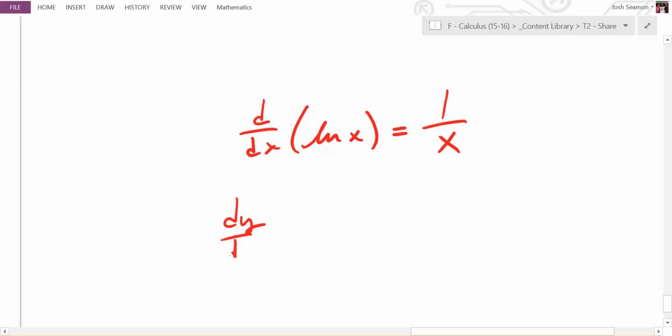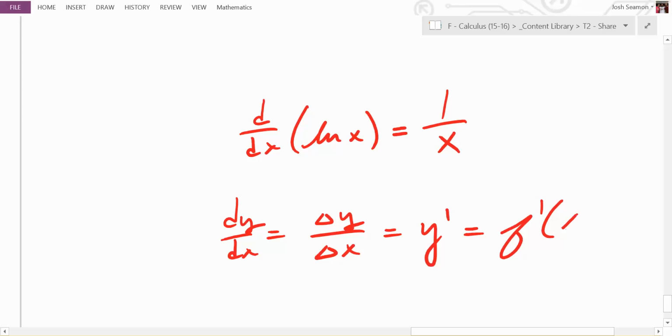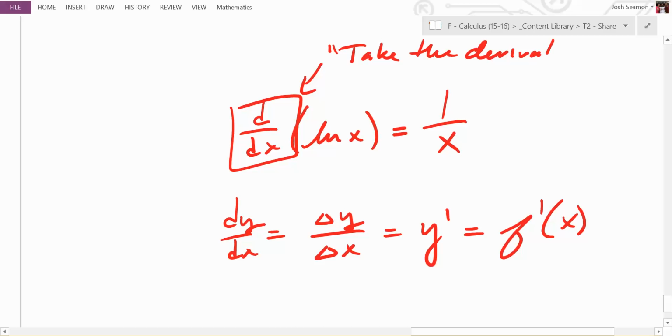Dy over dx is the change in y over the change in x, which is the same thing as y prime, which is the same thing as f prime of x. It's the slope of the tangent line. Or instantaneous rate of change. Correct. So then what's d over dx? D over dx means take the derivative in terms of x. It hasn't been done yet. Okay. It hasn't been done yet.